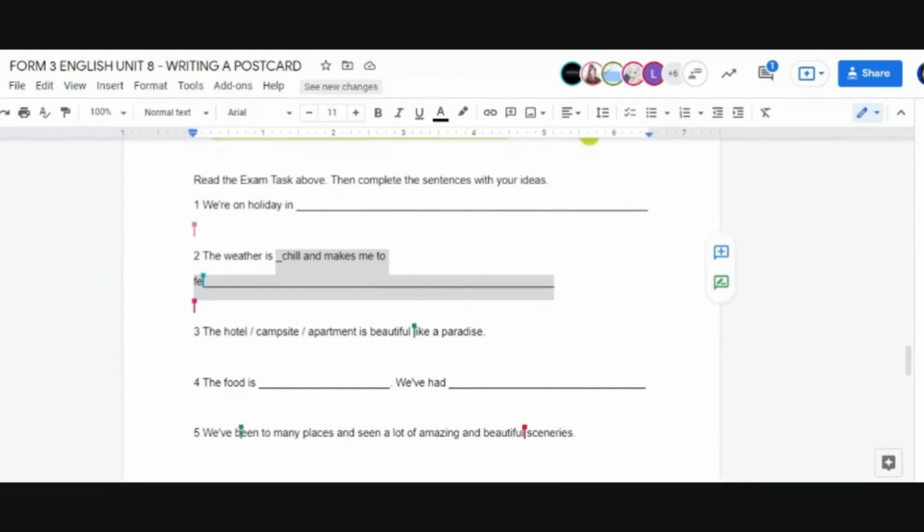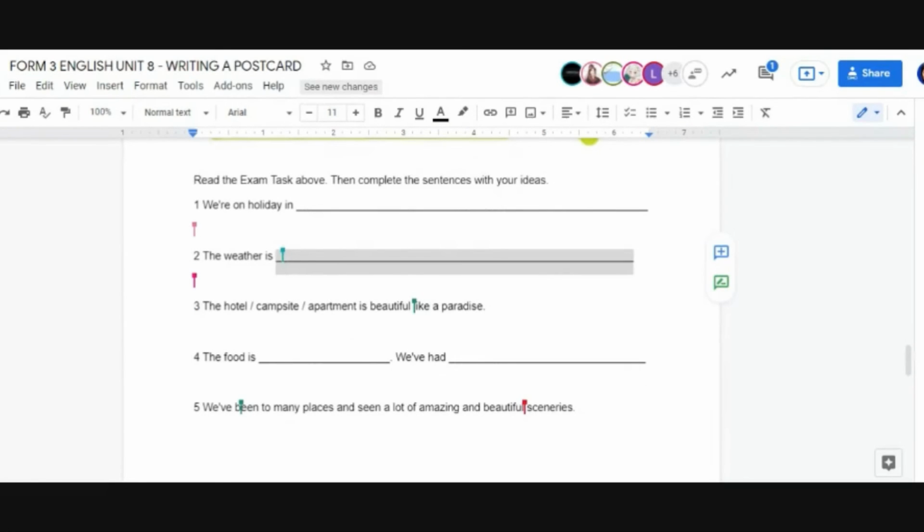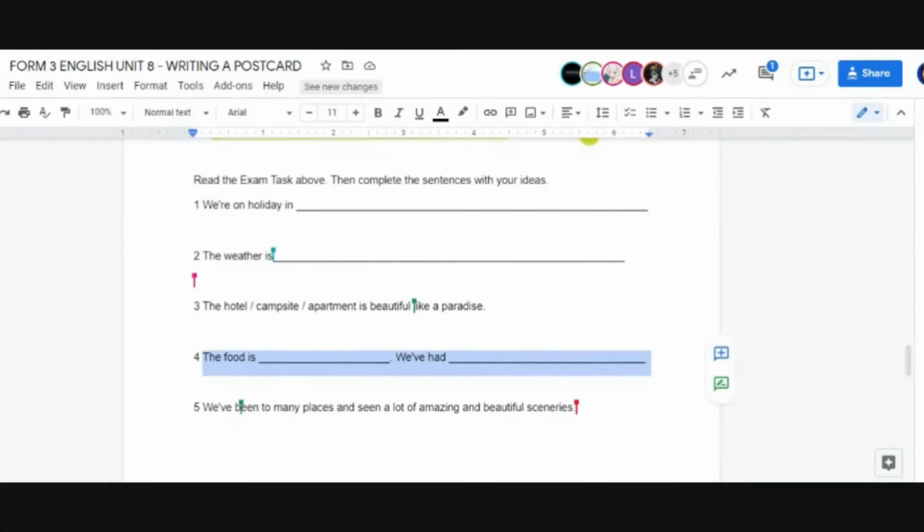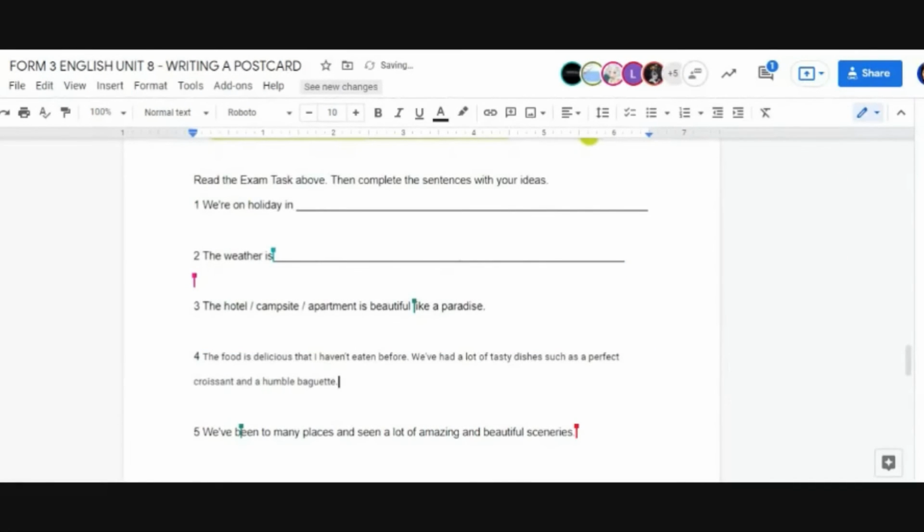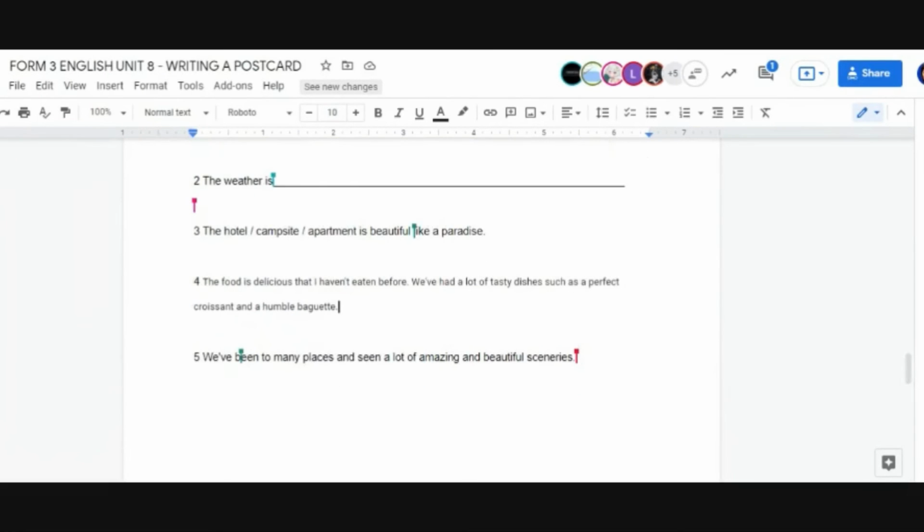Okay, Janyu has typed his answer. The food is delicious that I haven't eaten before. We have had a lot of tasty dishes such as a perfect croissant and a humble baguette. Oh, okay. So basically, you are having bread. All right, no problem.